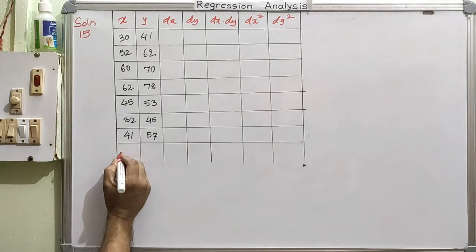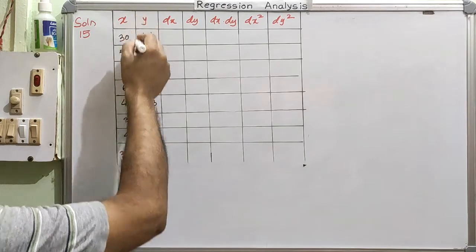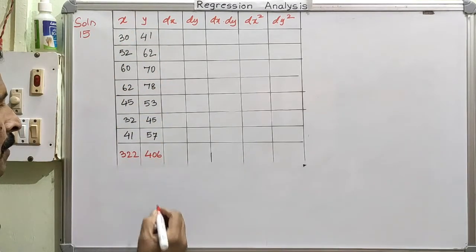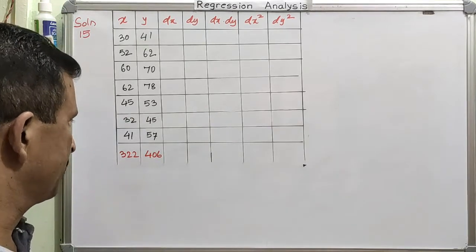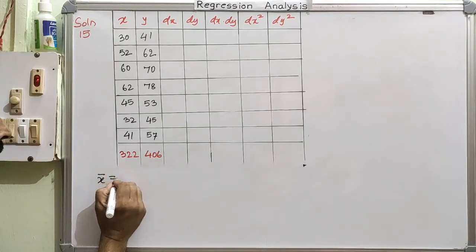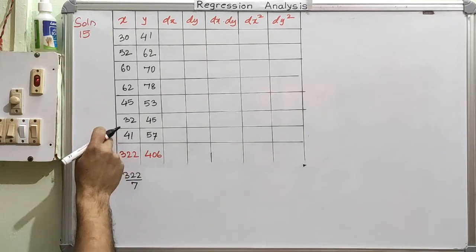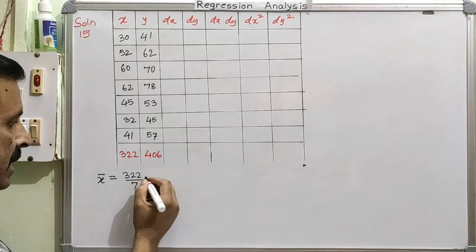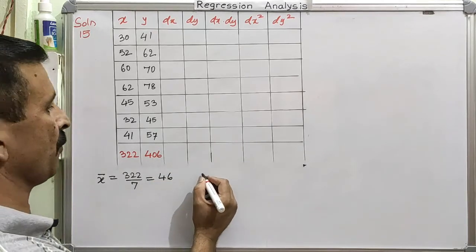Add all the values of x, your answer is 322. Clear? Now likewise we can have the sum of all the values of y, which is equal to 406. Now after this we will calculate the value of x mean. X mean will be 322 divided by 7, because in total there are 7 quantities, 1, 2, 3, 4, 5, 6, 7. So divided by 7 is equal to 46. And then calculate the value of y mean.